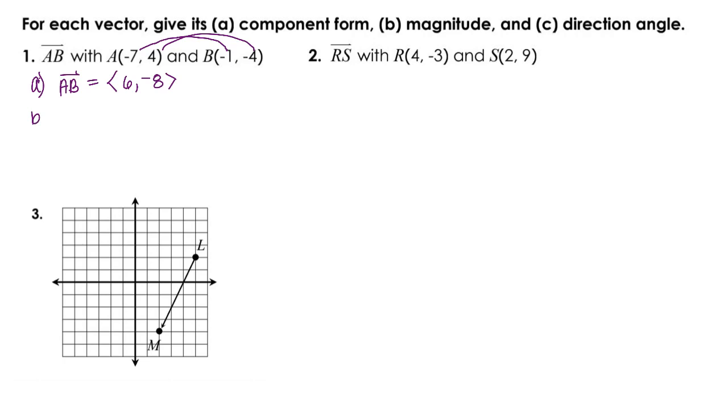Now for part B, they want us to give the magnitude. Well, if we have our component form, then the magnitude of vector AB is a little bit easier to find. It's just going to be the square root of 6 squared plus -8 all squared. And so that's going to give me the square root of 148, and you're welcome to leave it just like that.